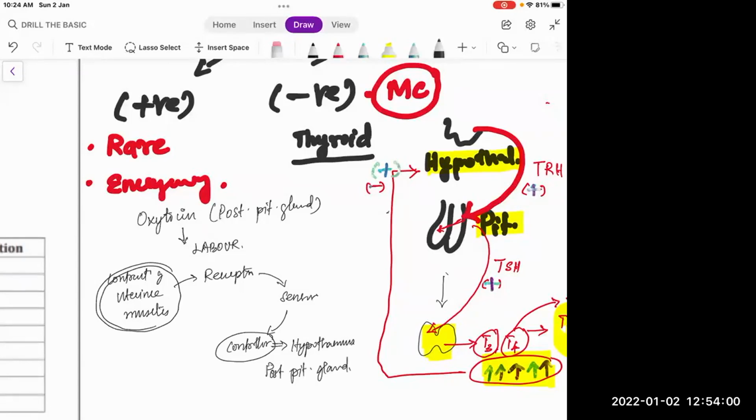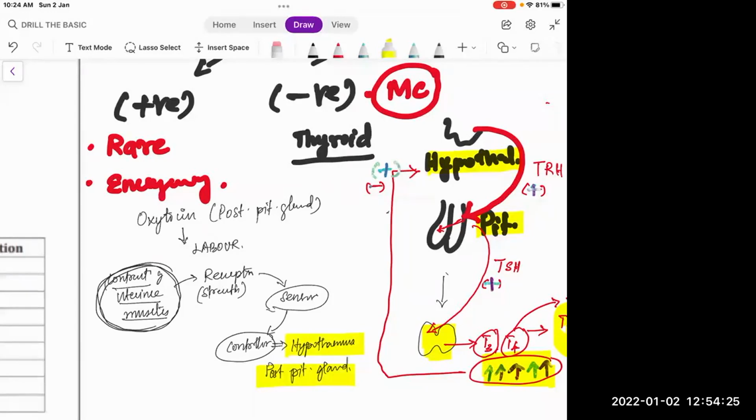So the stretch of the uterine muscles during the contraction of the delivery is received by the stretch receptors, and it gives the signal to the sensor. The sensor will now give it to the higher center, the hypothalamus, followed by the posterior pituitary gland.